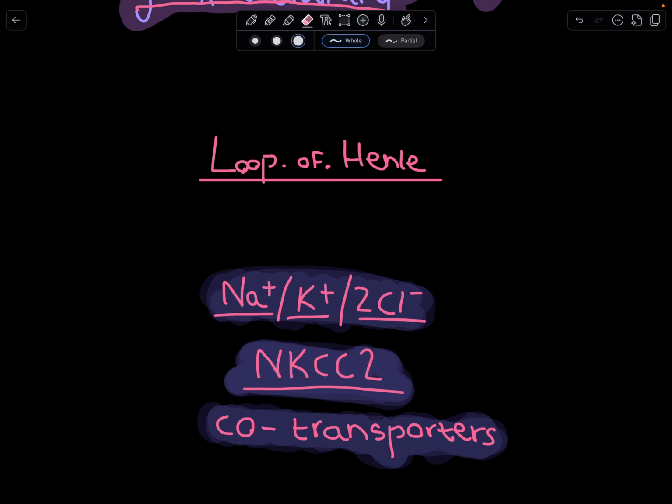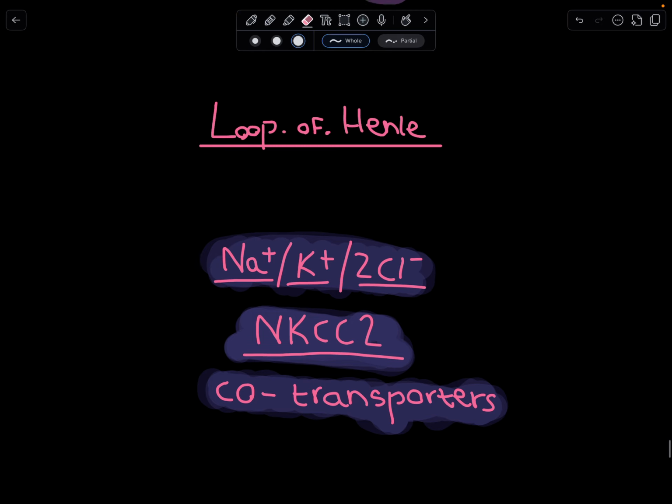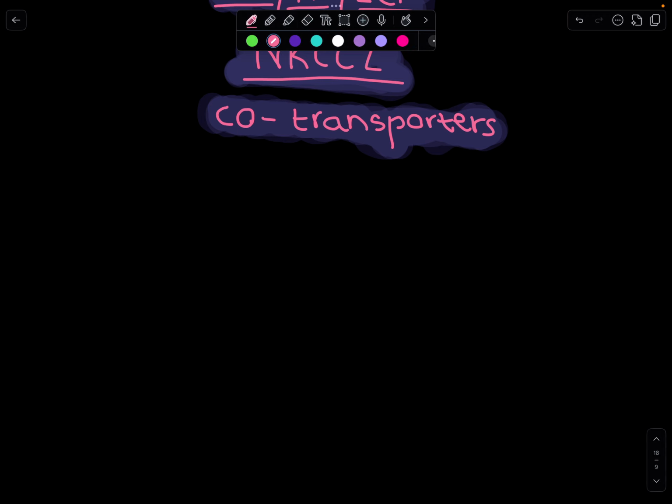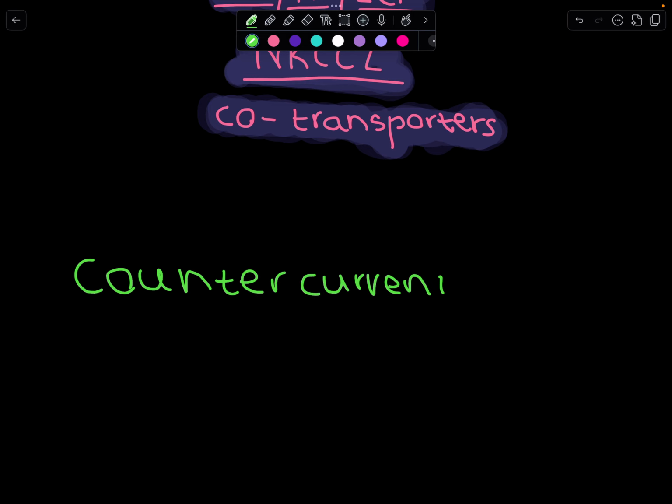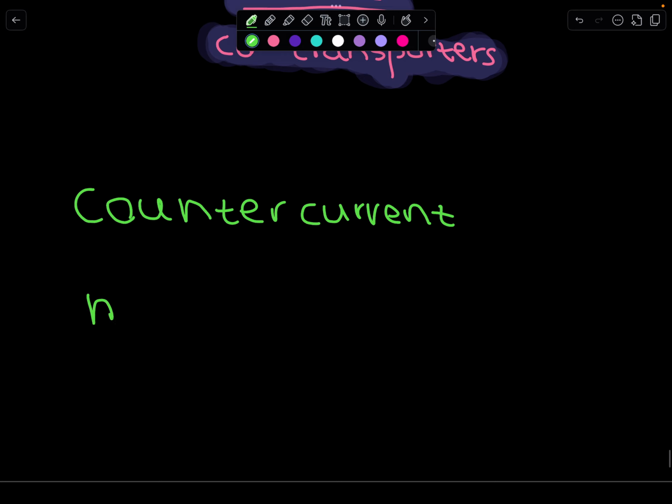All right, so we were just touching on the loop of Henle's role in urine formation, and you want to understand countercurrent multiplication. Countercurrent multiplication is the process in the loop of Henle that creates a steep concentration gradient in the kidney medulla, allowing the kidney to produce concentrated urine. The descending limb, permeable to water via aquaporins, lets water exit into the increasingly salty medulla, concentrating the filtrate.